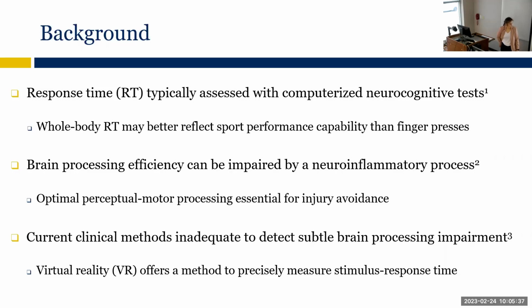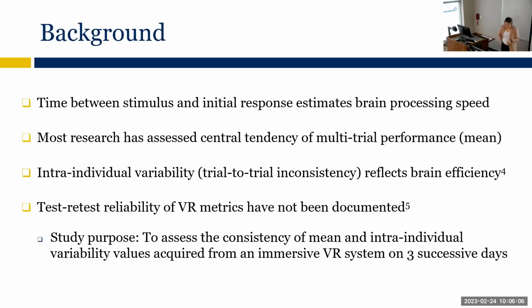Inflammation in the brain can be caused by many different things, such as stress, sickness, or concussions. And we know that this inflammation process creates trouble when communicating between different parts of the brain. This inflammation process will create a subtle impairment that can't be detected by any other clinical test that we know of right now. However, VR does offer us a chance to precisely measure the stimulus of the reaction time. So initial response time tells us about the brain speed rather than just the motor movement.